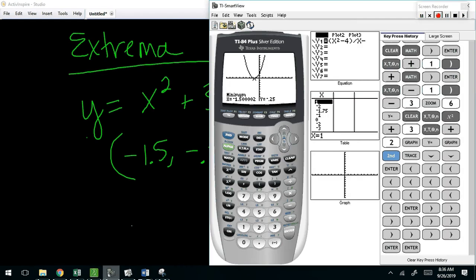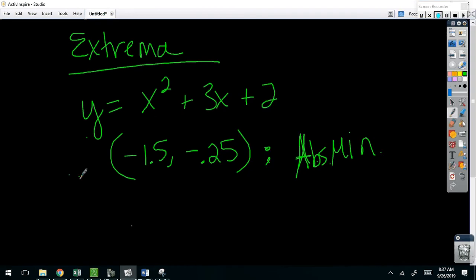While we're looking at this, is the function continuous? Yes, it is continuous. Is it bounded? Yes, it's bounded below. Good job. What's the domain? The domain is negative infinity to infinity. Look at the equation. Does it have any fractions or square roots? No. So it's negative infinity to infinity.